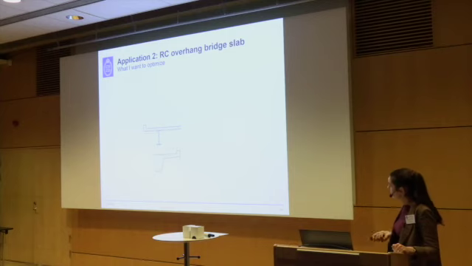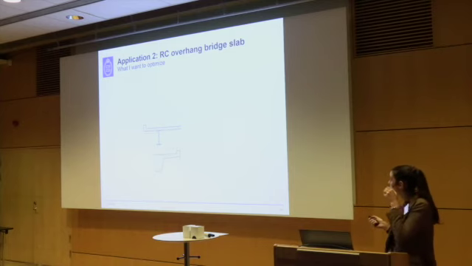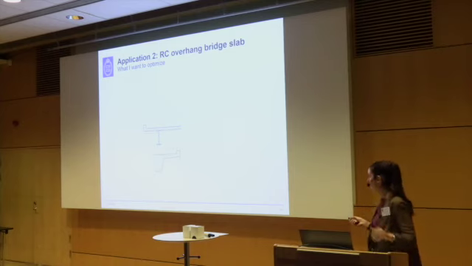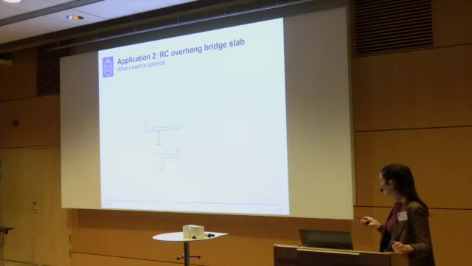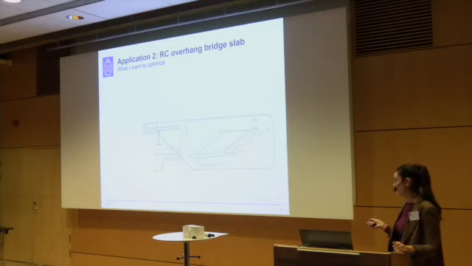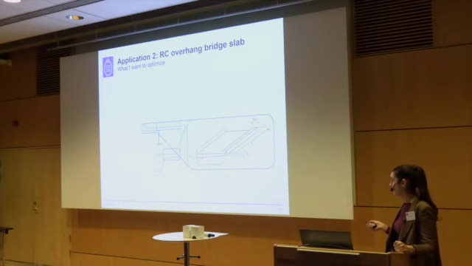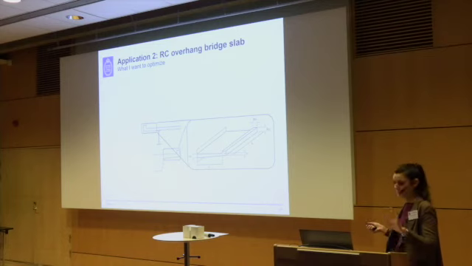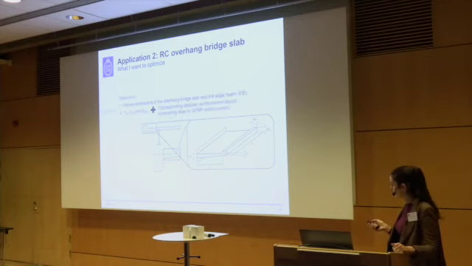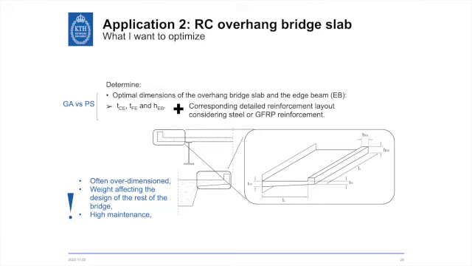Now, second application, I'm talking about reinforced concrete overhang bridge slabs, so the part within the dotted line in these 2 examples, that can be isolated and studied as a tapered slab, clamped on one side, free on the other side where we have the edge beam. Now, this length, the cantilever length, usually depends on the design in the longitudinal direction, so we assume that it's fixed. And what I'm doing here is trying to optimize the thicknesses of the slab and the height of the edge beam, while again designing the reinforcement.